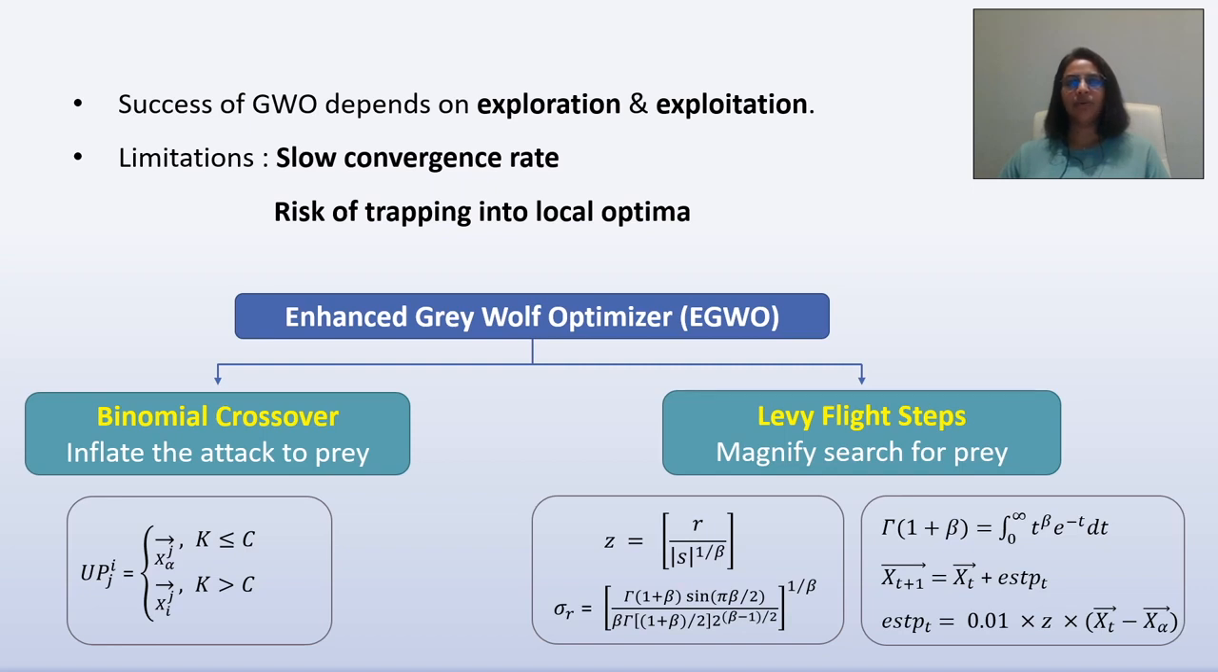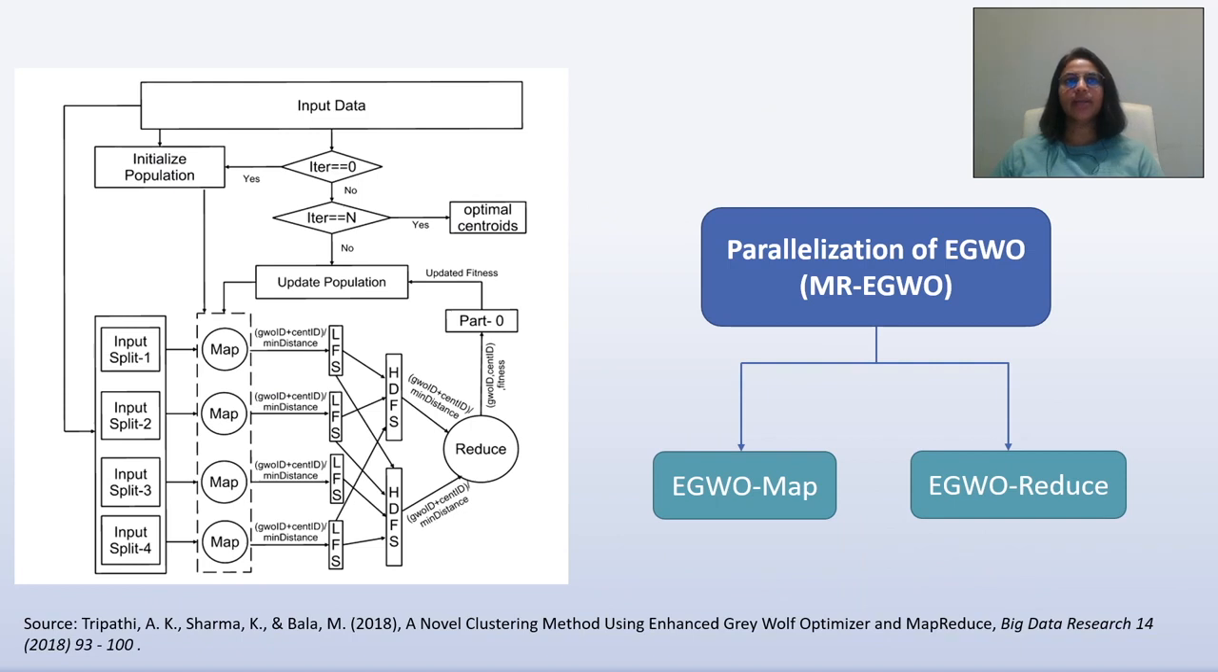In GWO, the position update of an omega wolf is determined based on the positions of alpha, beta and delta. This leads to immature convergence. So, the Levy flight concept has been introduced to update the position of each wolf. In order to cater to larger datasets, the EGWO was parallelized using MapReduce. The two phases of this are EGWO map and EGWO reduce.